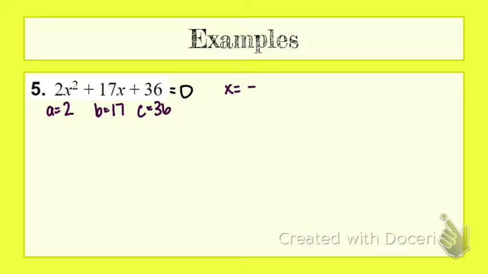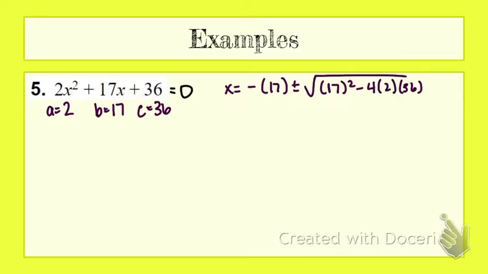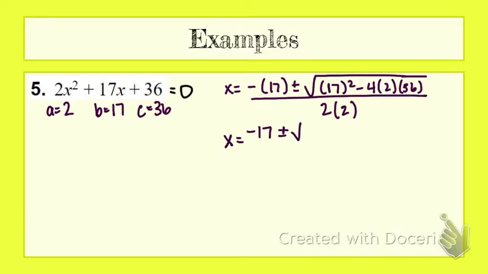X is equal to negative b plus or minus the square root of b squared minus 4 times a times c, all over 2 times a. So when we simplify, we get x equals negative 17 plus or minus the square root. 17 squared is 289. And when we multiply the 4ac all together, we get minus 288.